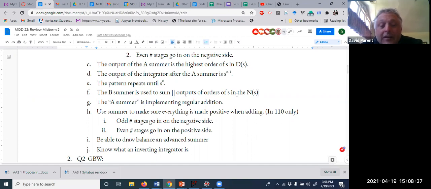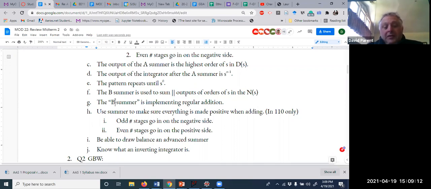All right. Now, the B summer is implementing regular addition. There's no negative feedback. It's not positive feedback. Some call it feed forward, but it's just regular addition. So that means the odd stages, right, they go on the negative side. Because a negative times a negative is a positive, and the even stages go on the positive side, right?